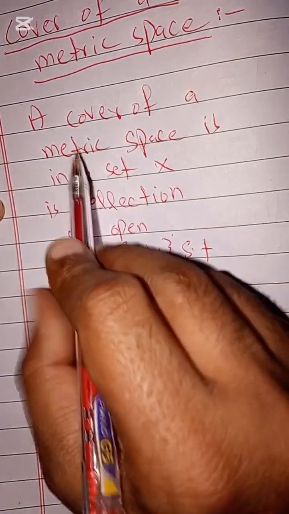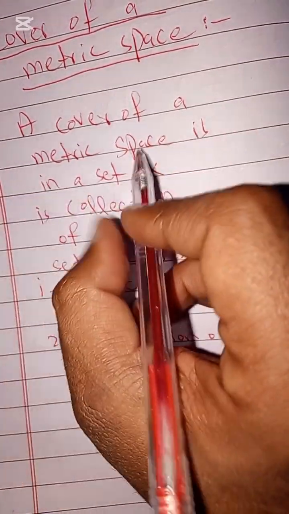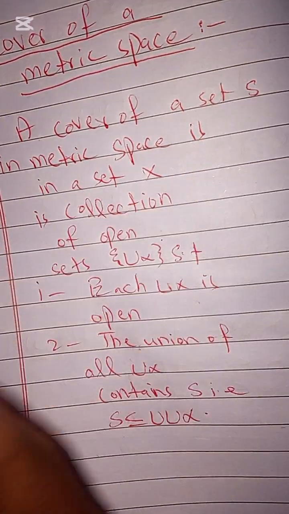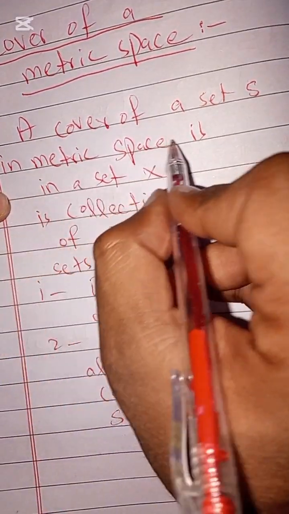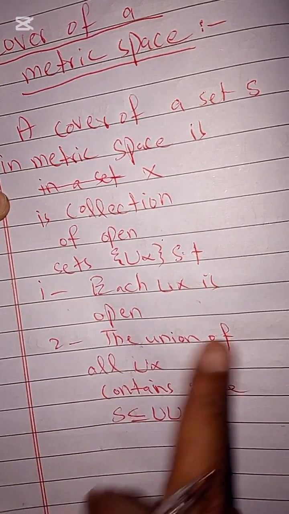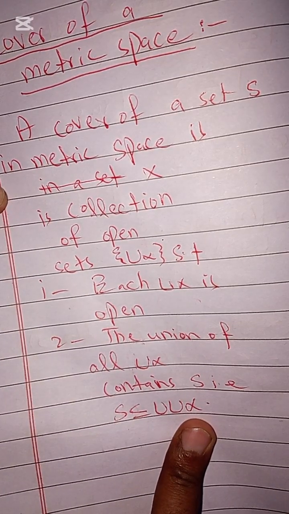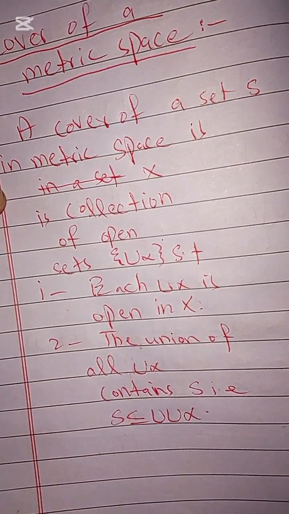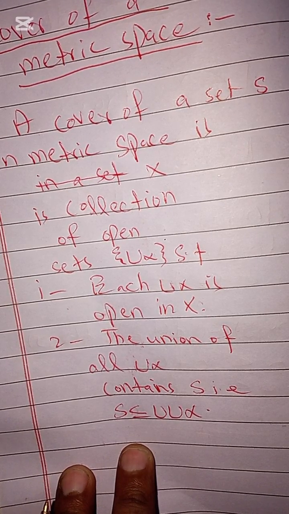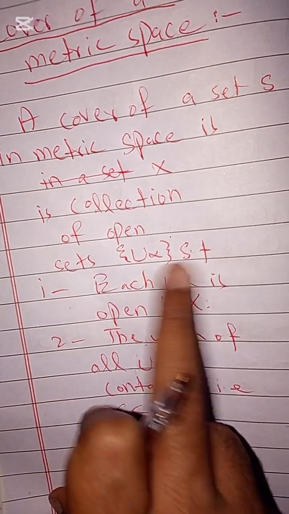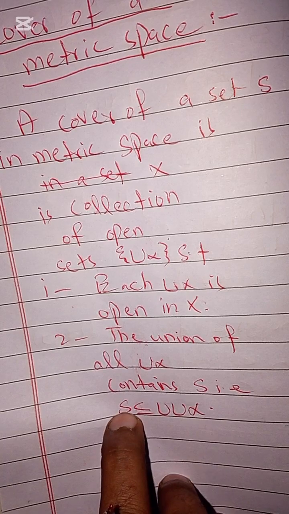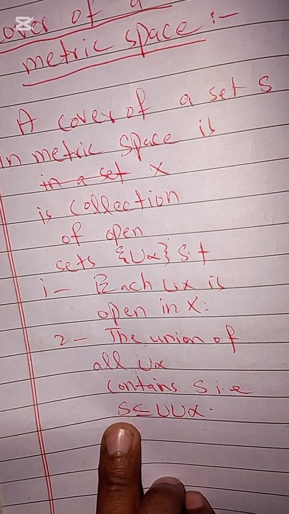So let's define it again. A cover of a set S in a metric space X is a collection of open sets U alpha such that each U alpha is open in X, and the union of all U alpha contains S. So a cover of a set S in a metric space is a collection of open sets U alpha that are open and whose union contains the set S. For example, I can give you an example, then you will understand it properly.